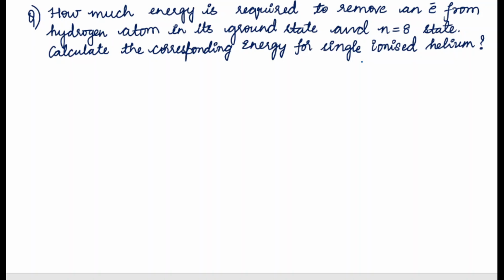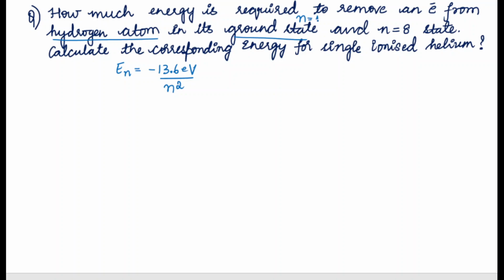Now, what they have given in the question is the energy required to remove an electron from a hydrogen atom. What is the energy for a hydrogen atom? You know that the energy for the nth state is equal to minus 13.6 electron volt divided by n square, right? And they have given the ground state and the n equal to 8 state. What is the energy required to remove an electron?